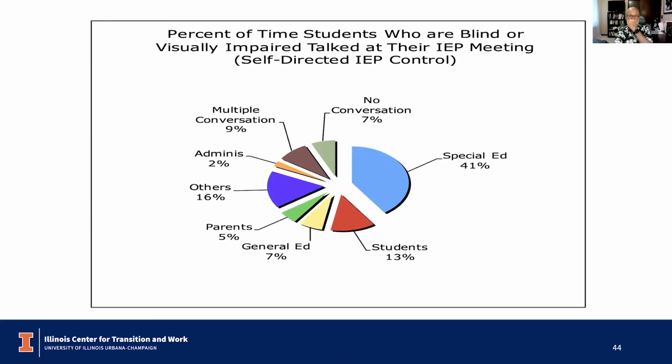What we found was that with just the self-directed IEP itself, students talked 13% of the time. Special ed teachers talked 41% of the time. General ed 7, multiple conversations 9, others 16. A lot of other people came to these meetings.